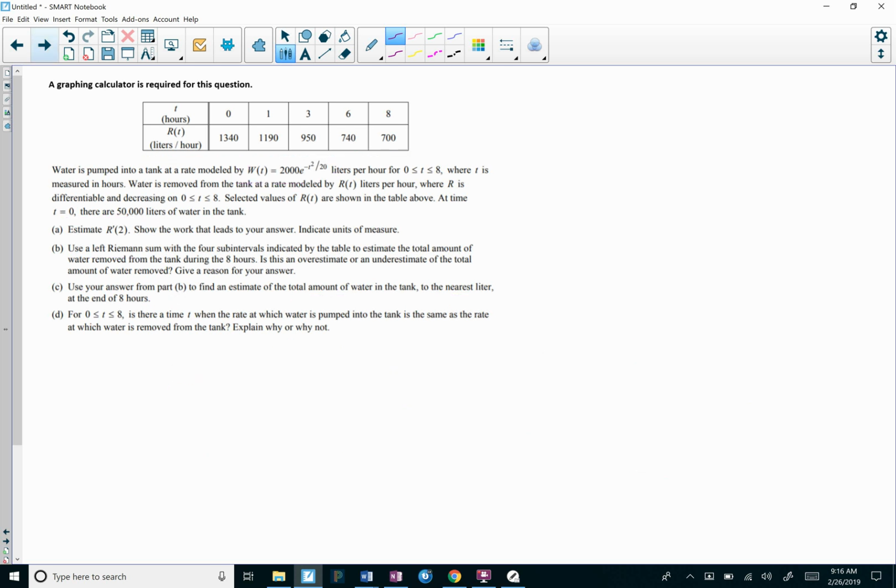Okay, part D is the hardest one. A lot of people miss this one, very commonly missed one. Is there a time when the rate of the water pumped into the tank is the same as the rate at which the water is removed? Well, a lot of people have the right setup. You want to know if W of t and R of t are ever equal. But finding that is very hard to do because one is a function, one is a table.